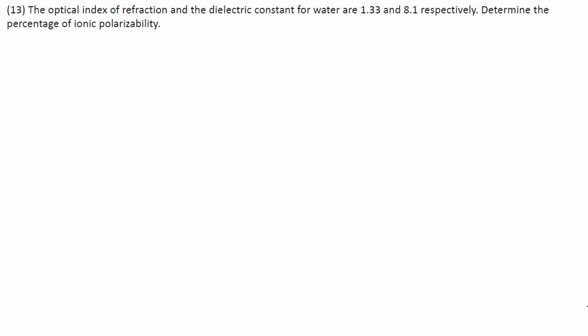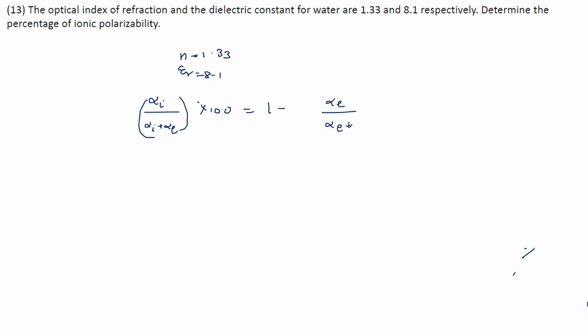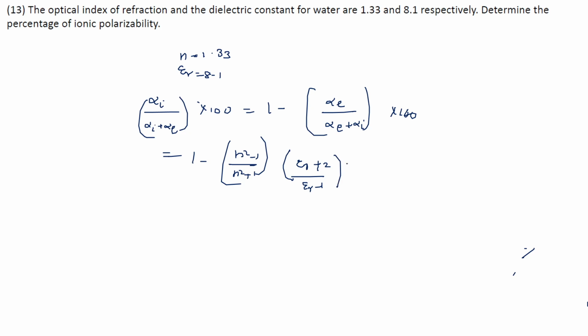So here n is equal to 1.33 and epsilon r is equal to 8.1. So percentage of ionic polarizability, that is alpha I divided by alpha I plus alpha E into 100, that is equal to 1 minus alpha E divided by alpha E plus alpha I, into 100. So we can write it like earlier, n square minus 1 divided by n square plus 1 into epsilon r plus 2 divided by epsilon r minus 1 into 100.